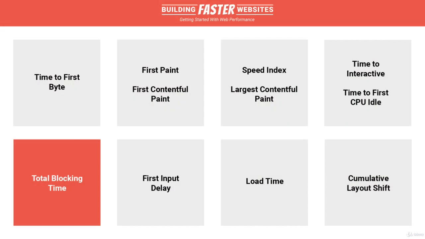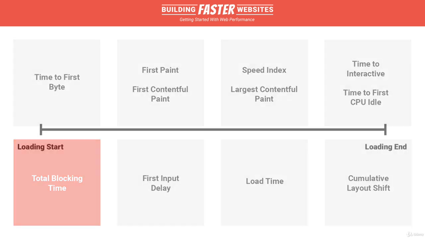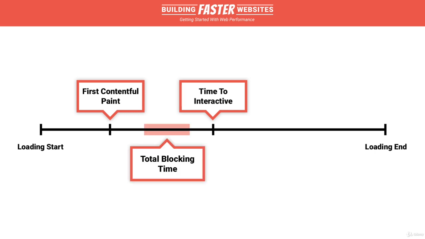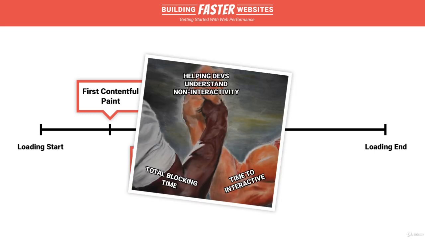Total blocking time is another JavaScript-oriented performance metric. It measures the amount of time between First Contentful Paint and Time to Interactive where the browser was too busy executing JavaScript to accept input, which the user will perceive as slow or janky. It makes a good complementary metric to Time to Interactive, as it can help developers understand just how non-interactive a page is prior to the Time to Interactive metric point.